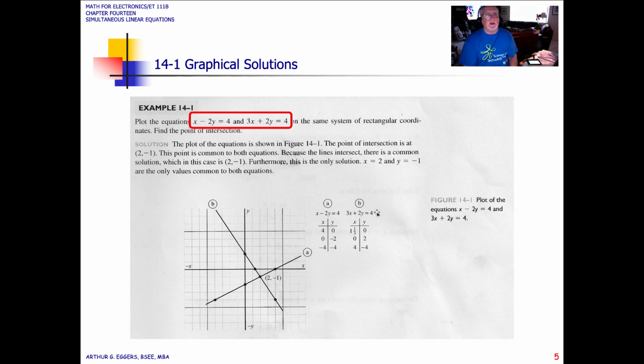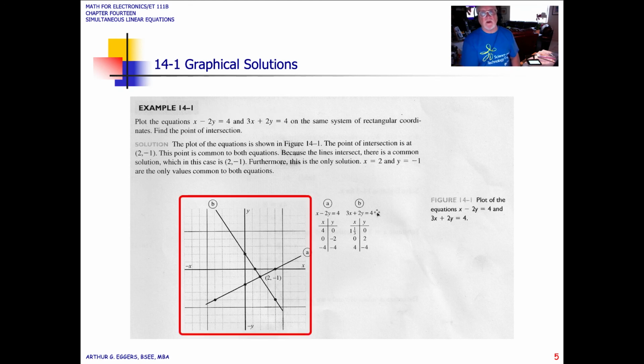really closely. So if we look at this example, 14.1 of a graphical solution where we're going to plot the solution of two lines. The first line is x minus 2y equals 4. The second line is 3x plus 2y equals 4. So we're going to solve them on the same system of rectangular coordinates. Okay, these coordinates, you can call them rectangular, Cartesian. The xy axis, there's a real. Later we'll get to the real and the imaginary, but right now we're going to look at rectangular coordinates.